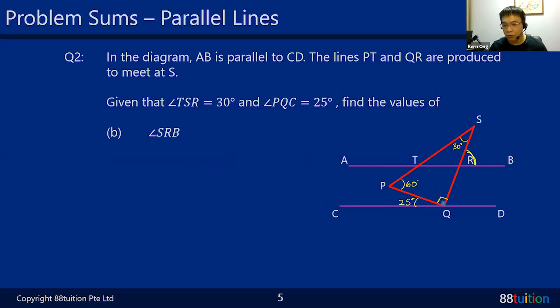So the question is, how do you find SRB? Can you see now? Down here got 90. Down here got 25. Can I purposely go and find this angle first? Why do you want to find this angle?